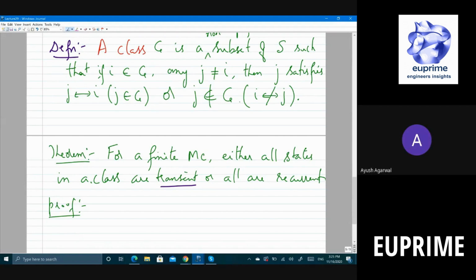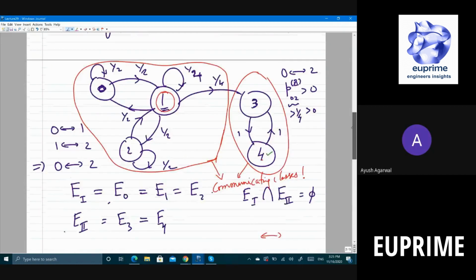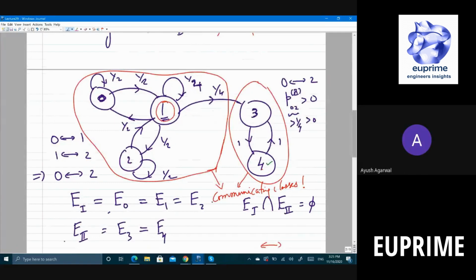Sir, in the graph that you drew above, in this, 0 and 2 are recurrent. No, not really. That's something that we made a mistake on, right? Now, let's go by this definition. So you're right. That's what I was also about to say.